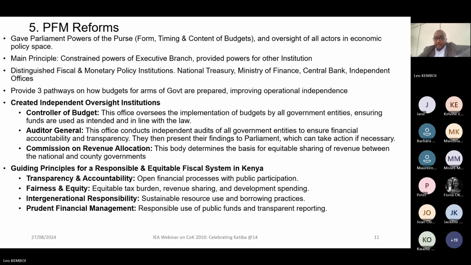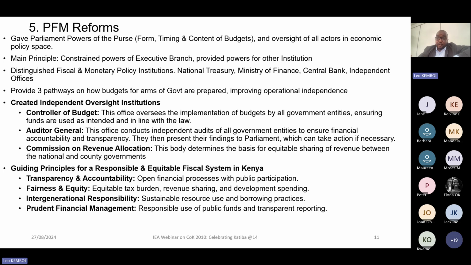Again, in the PFM reforms, one of the things that you see is they constrain the powers of the executive branch. And then you see a clear distinction between what we call fiscal and monetary policy institutions. So they separate the central bank, Article 231, aside, and then there's a mention of the Ministry of Finance in relation to national government public finance obligations.